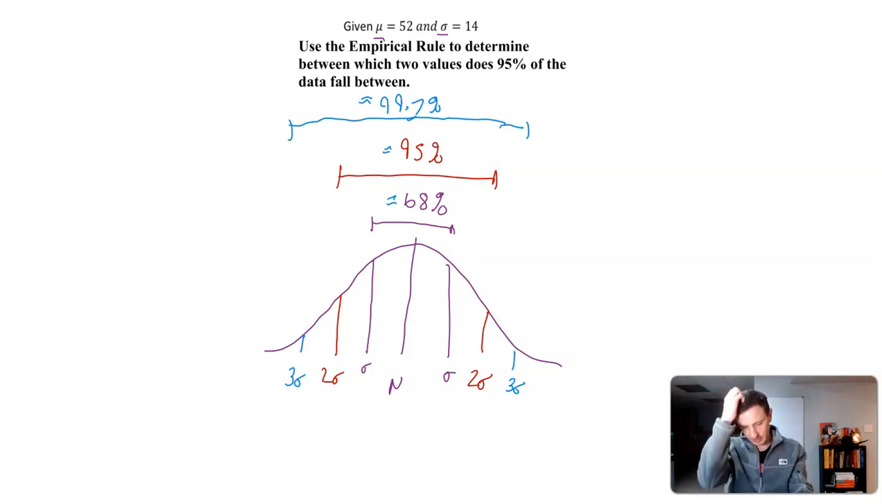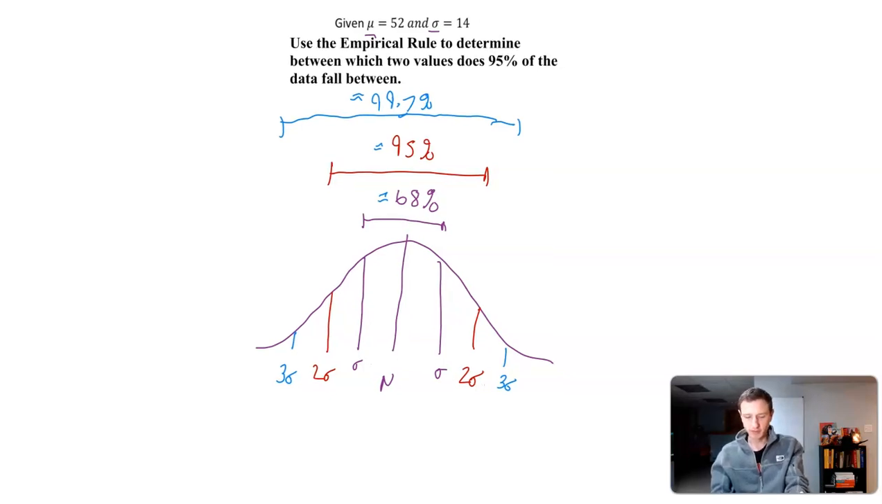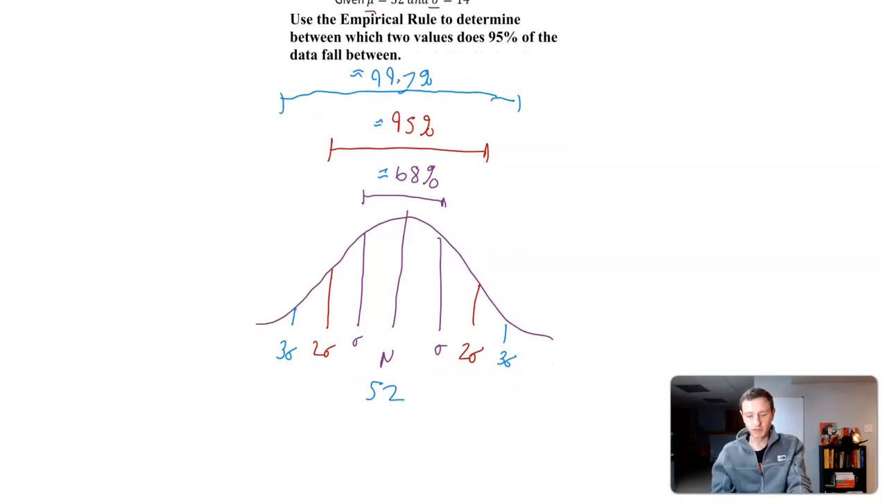So in this question, we're given the mean of 52, so that means the middle value is 52, and the standard deviation is 14. The question is asking between which two values does 95% of the data fall? So if 95% of the data falls between which two amounts of standard deviation? It's two standard deviations below and two standard deviations above. So we want to know the value two standard deviations below and two standard deviations above the mean.